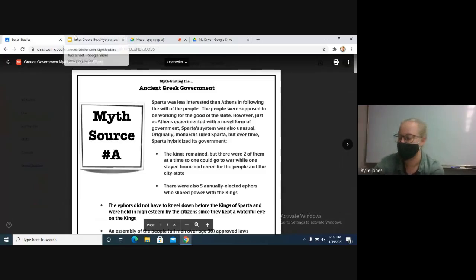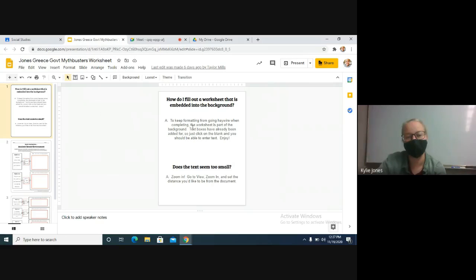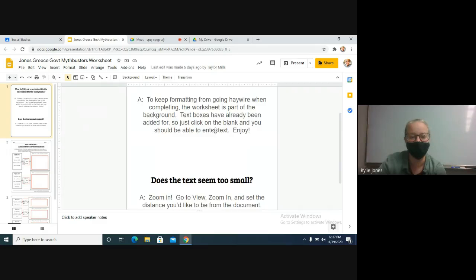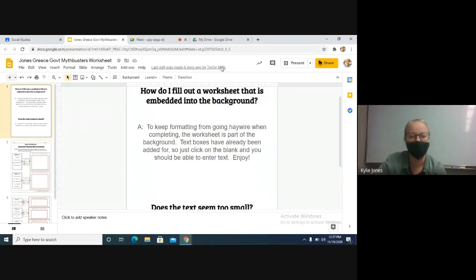So we're going to talk about the government today, and we'll go from there. As always, the first slide is information on how to type into it, but I'm pretty sure that you guys have gotten it down pretty well now. Zoom in, click on the boxes until you get the right one. So I'm going to do 50. 50 seems okay. All right.